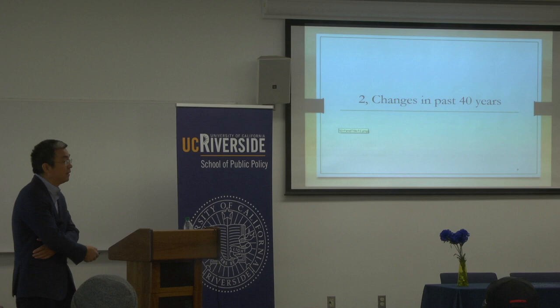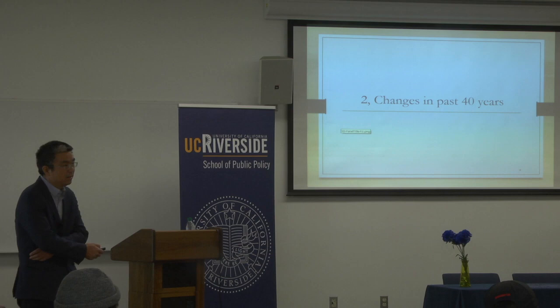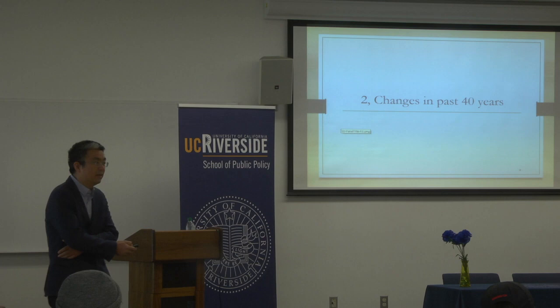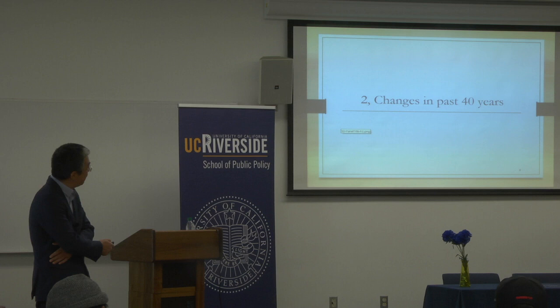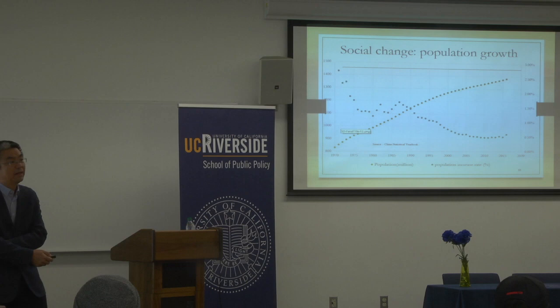So that's the background: mountain areas, three tiers, and precipitation not evenly distributed in terms of regional distribution and also in time. Then we see what has happened in the past 40 years. This one is about population changes.